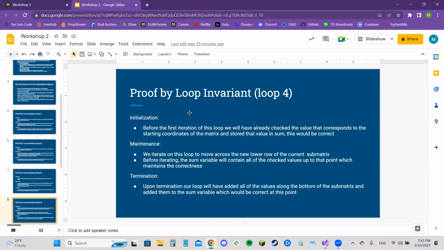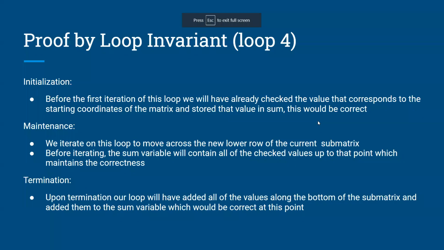Now, before the first iteration of this loop, we will have already checked the value that corresponds to the starting coordinates of the matrix and stored that value in sum. Now, this would be correct. So that is basically saying that before we even touch this loop, the for loop right before it has iterated, and sum is occupied by whatever that 1 by 1 matrix was.